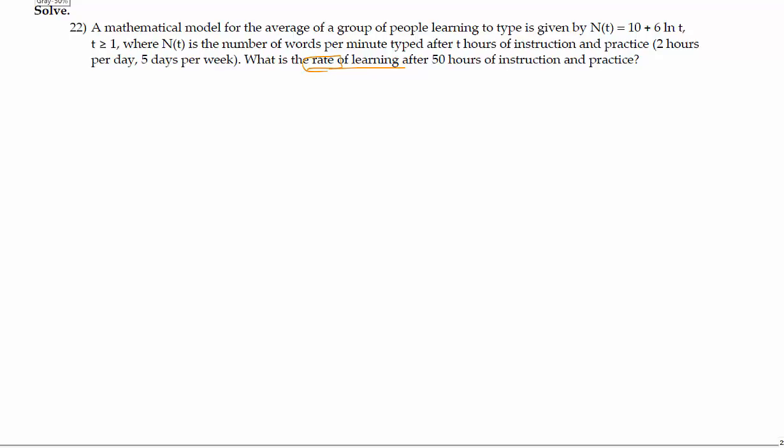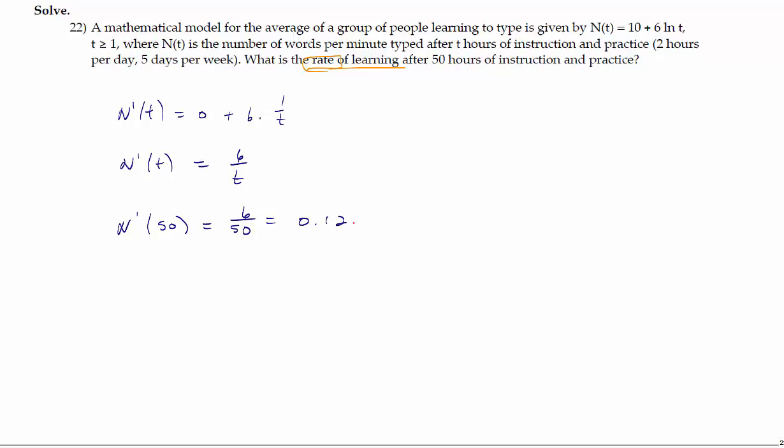So N of T measures my learning. So N prime of T, take the derivative of 10, get 0 plus 6 times, and then the derivative of the natural log of T is 1 over T. So simplifying this, I just get 6 over T. And now evaluating it when T is 50. So we get 6 over 50, which is 0.12. This is a positive number, so it's an increasing rate, but it's also a pretty small number.